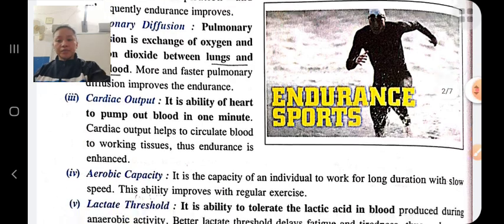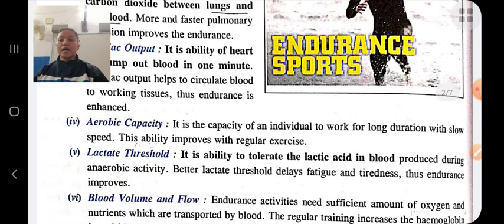Aerobic capacity. Aerobic means doing activity in the presence of oxygen. If our aerobic capacity improves, then we can do our activity for a long period of time at slow speed. We do the activity for a long period of time and our speed is slow.